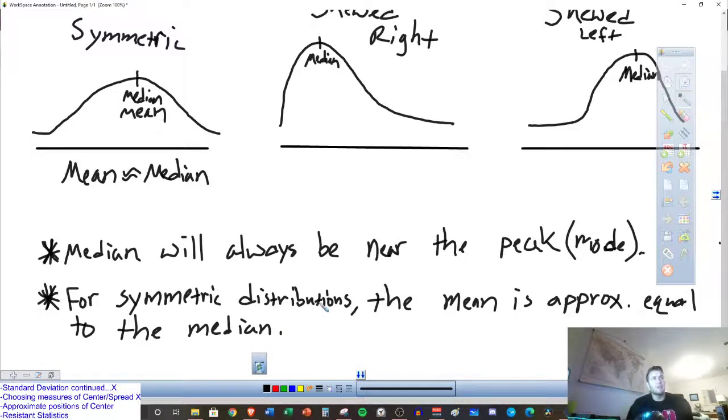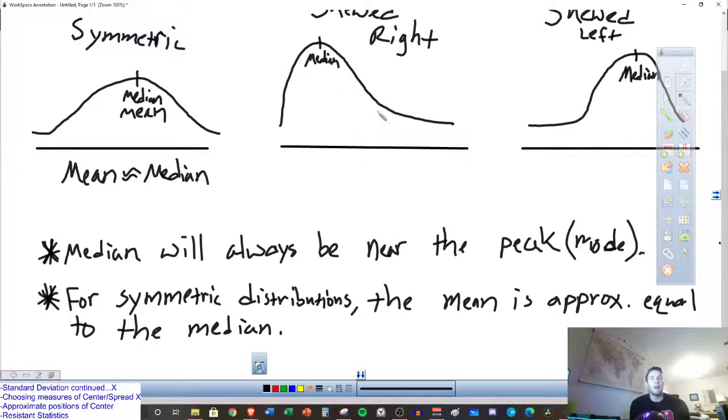So the reason we're going over this is because our test is coming up, and you will have test questions about this. I'm going to present a piece of data, and you're going to look at the shape of it, and you have to pick where the relative positions should be based on if it's symmetric, skewed right, skewed left. So we looked at a skewed right distribution.